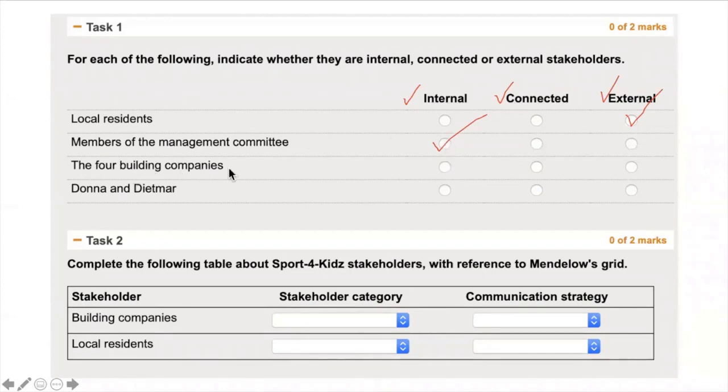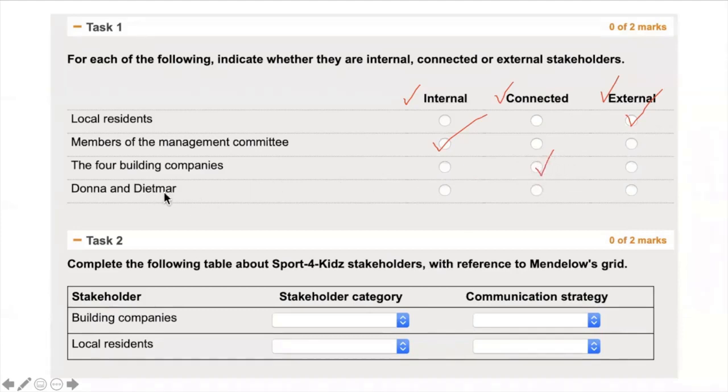What about the 4 building companies? This is a bit tricky. They're not internal. They don't work for the company on a daily basis, or they don't have any role in the management of the company. They are considered connected because they're entering into negotiations for a contract. So this was a bit tricky because someone could consider them also external, but because they're negotiating and entering into agreements or pre-agreements, they're considered connected.